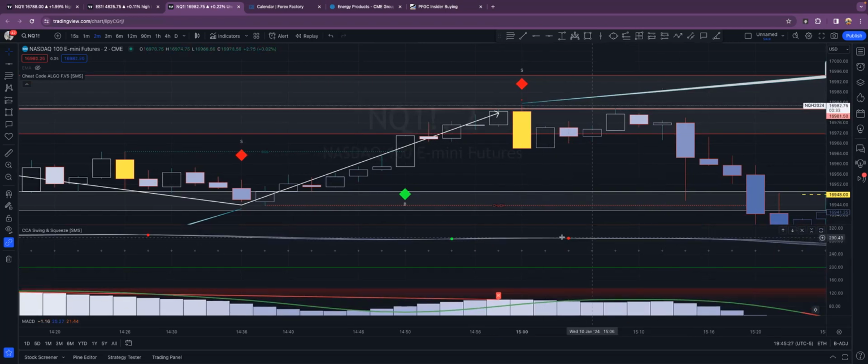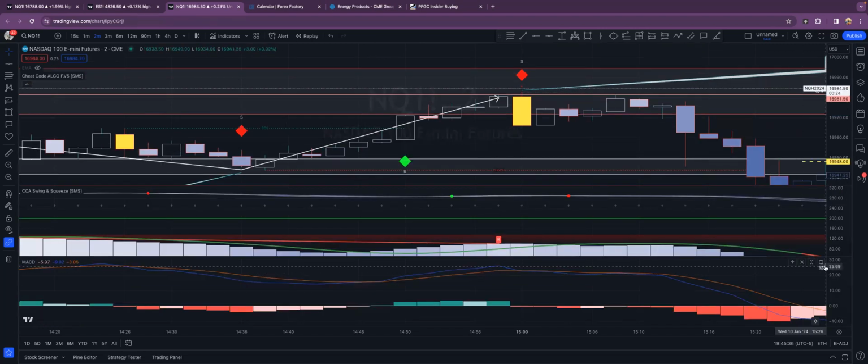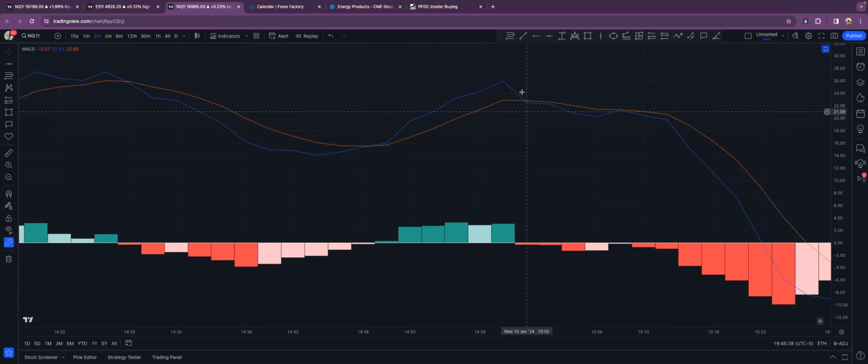Look at my squeeze. It's tightening up. I got my red indicator. You know what time it is. It's telling me it's going weak, right? Now let's go over to the MACD. Blow that up. We got a crossover.